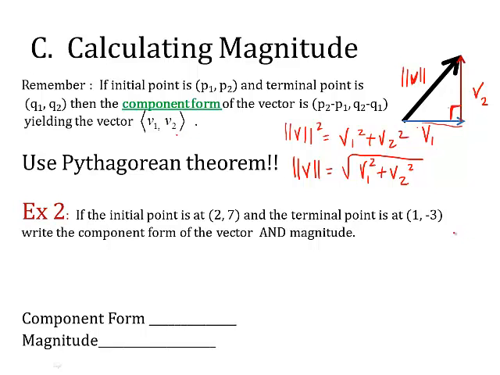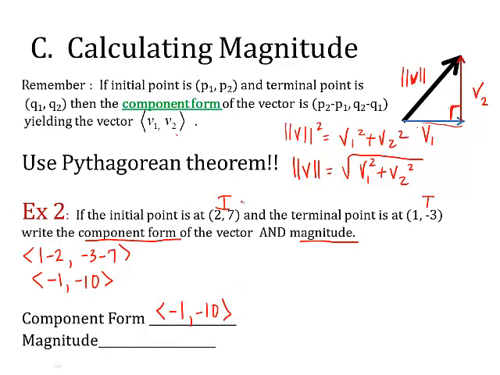So an example problem. If the initial point is 2, 7, the terminal is 1, -3, write the component form of the vector and find its magnitude. So component form first. Remember, start with terminal and subtract the initial. So 1 minus 2, and then negative 3 minus 7. Well, 1 minus 2 is negative 1. Negative 3 minus 7 is negative 10. So my component form is negative 1, negative 10. Done.